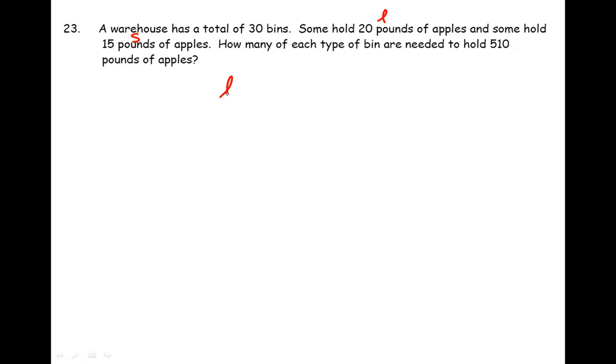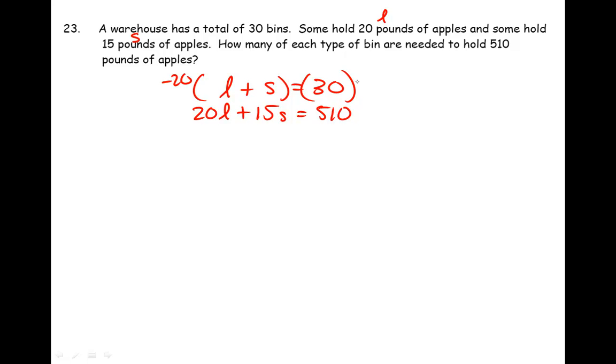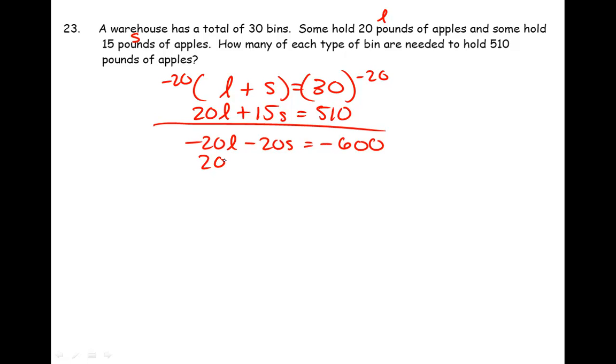And so the idea is if I add the large bins and the small bins, I'm supposed to have 30 of them. Now I'm going to go ahead and use the pounds that each hold. The large one holds 20, the small one holds 15, and the total pounds we want it to hold is 510. So there's our system of equations. I can go ahead and eliminate either the L or the S. I'm going to eliminate the L's first by multiplying the first equation by negative 20. The second equation stays the same.